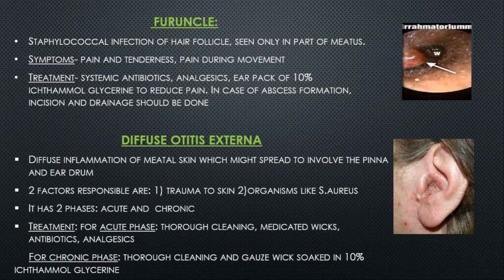Diffused otitis externa. It is a diffuse inflammation of meatal skin which might spread to involve pinna and eardrum. Two factors are responsible for this, which is trauma to the skin or organisms like Staphylococcus aureus. It has two phases, acute phase and chronic phase. Treatment for acute phase is by thorough cleaning, medicated wicks, antibiotics and analgesics. For chronic phase, it is also a thorough cleaning and a gauze wick soaked in 10% ichthammol glycerin.